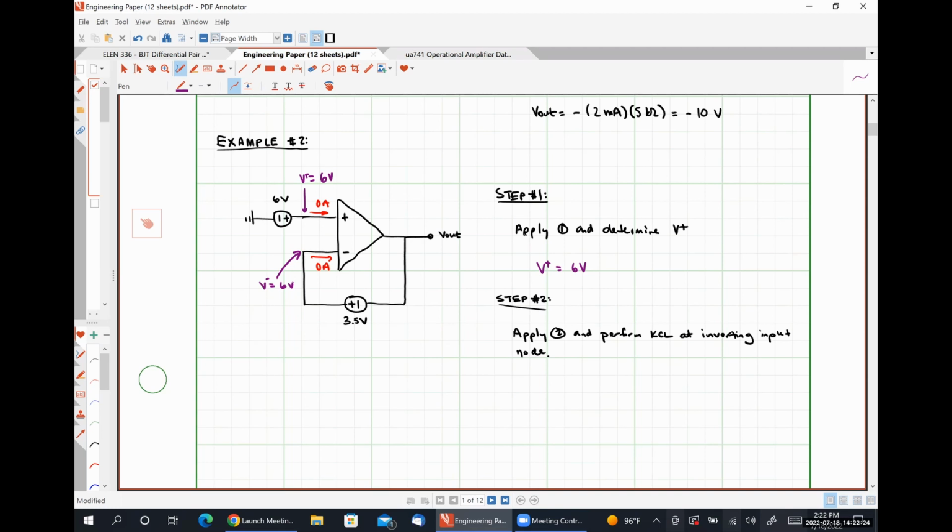Now the problem with us performing KCL at our inverting input node here is that that would involve finding the current that's flowing through that voltage source, which we know from our development of the nodal analysis technique is problematic, okay? So if we ever have a voltage source in our feedback loop, which is this connection between our inverting input terminal and our output terminal, instead of applying KCL, we're going to perform KVL.